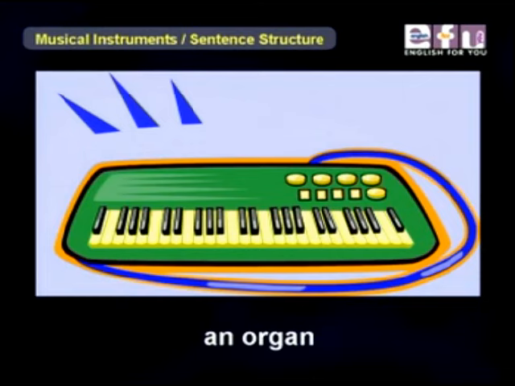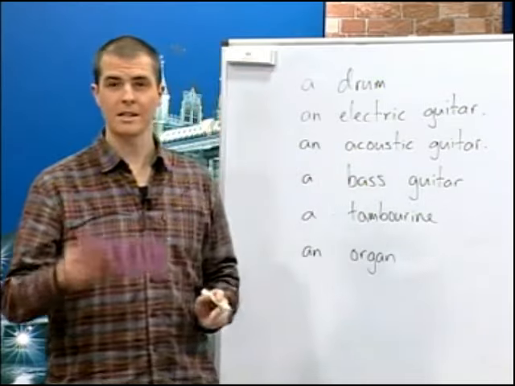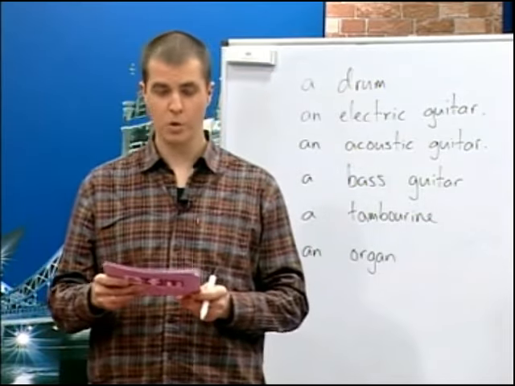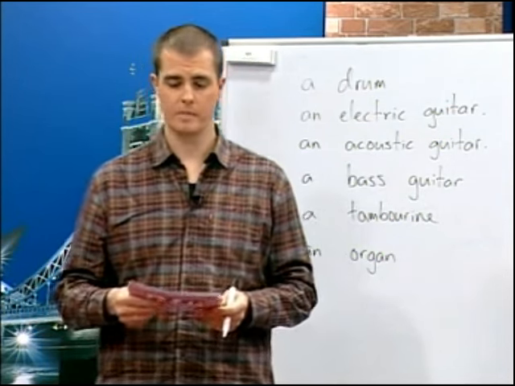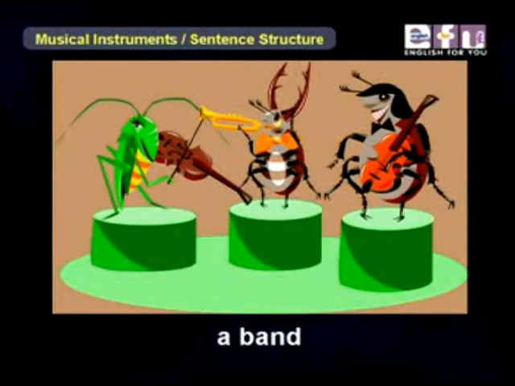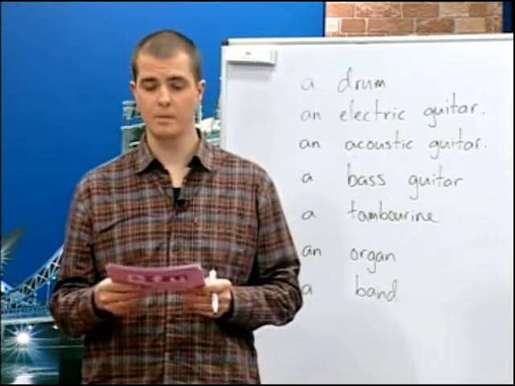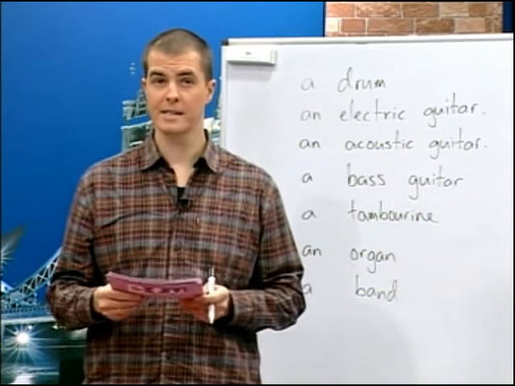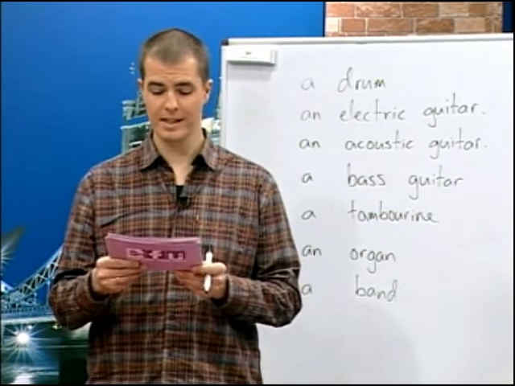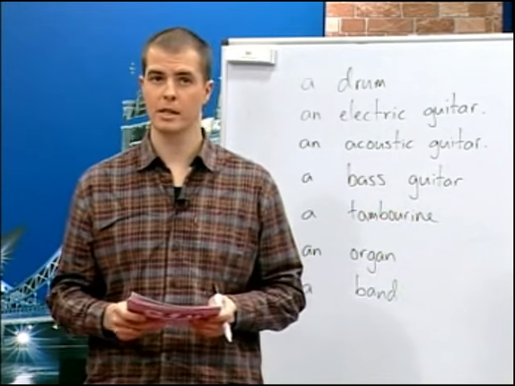An organ. An organ is a large musical instrument with one or more keyboards. We have a band. A band is a group of musicians who play popular music. The main singer in a band is called the lead singer or lead vocalist.